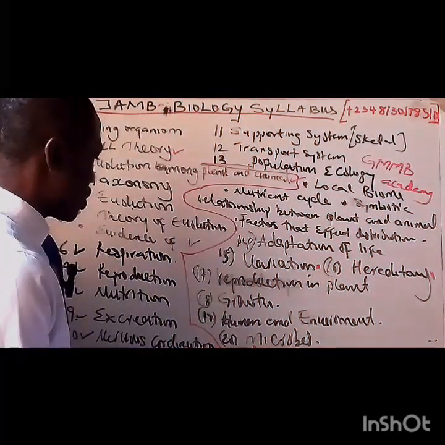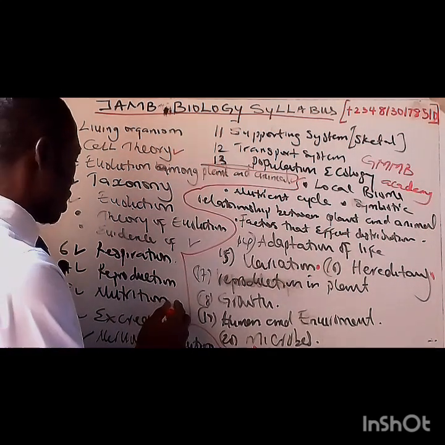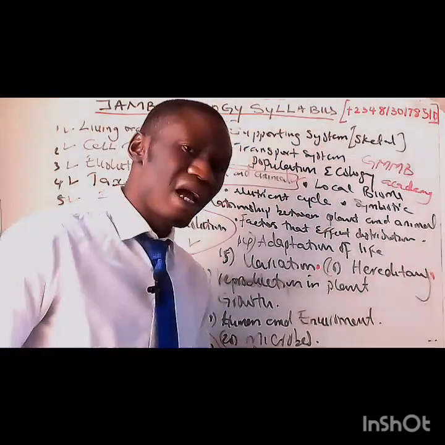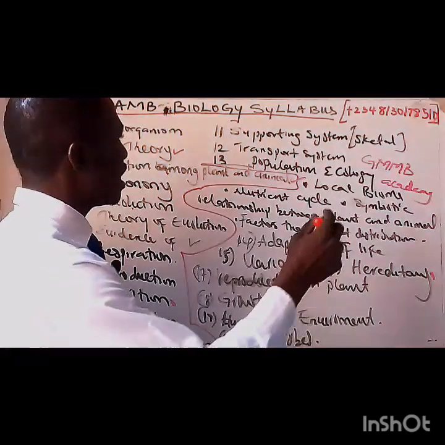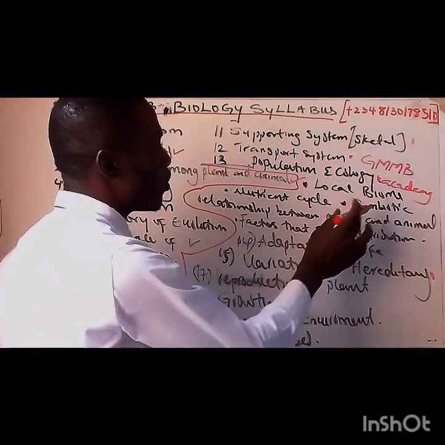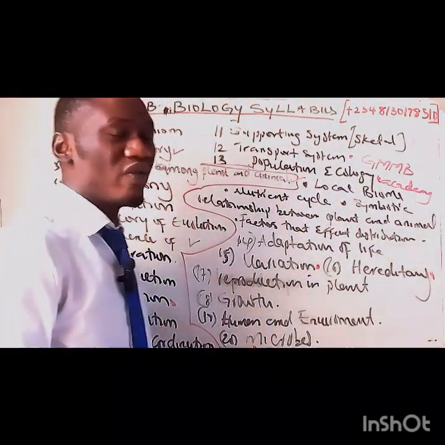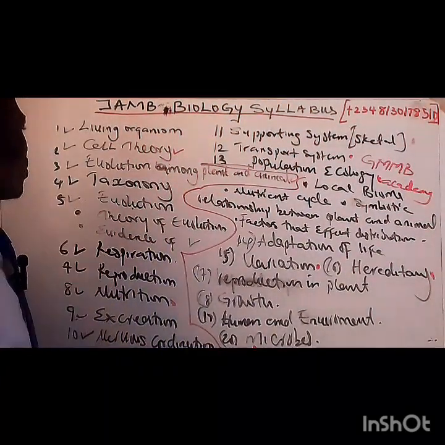So you also focus on the nutrition. In nutrition, we have both plant and animal nutrition. The skeletal system, the supporting system, population. You know, since population ecology has a lot of topics under it, you need to focus on that also. So that's all we've got for you.